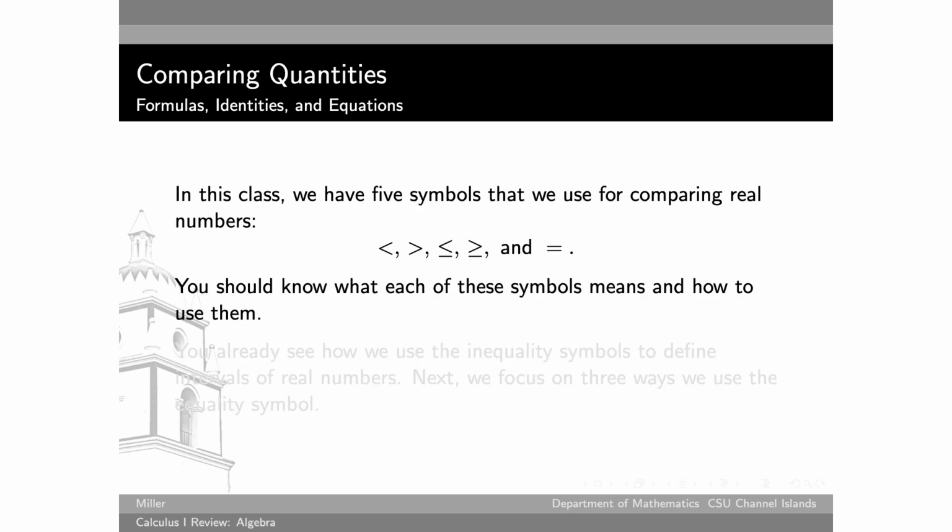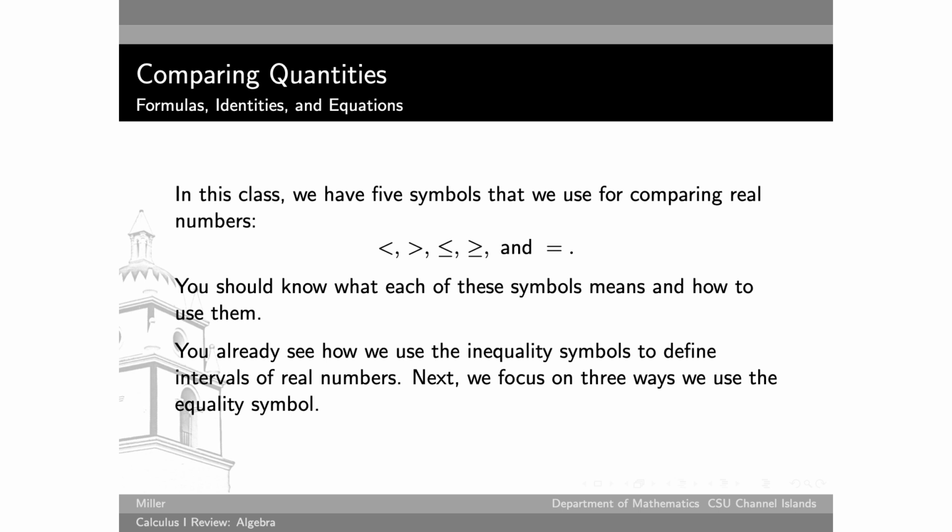Comparing quantities, formulas, identities, and equations. In this class, we have 5 symbols that we use for comparing real numbers: less than, greater than, less than or equal to, greater than or equal to, and equal to. You should know what each of these symbols means and how to use them.